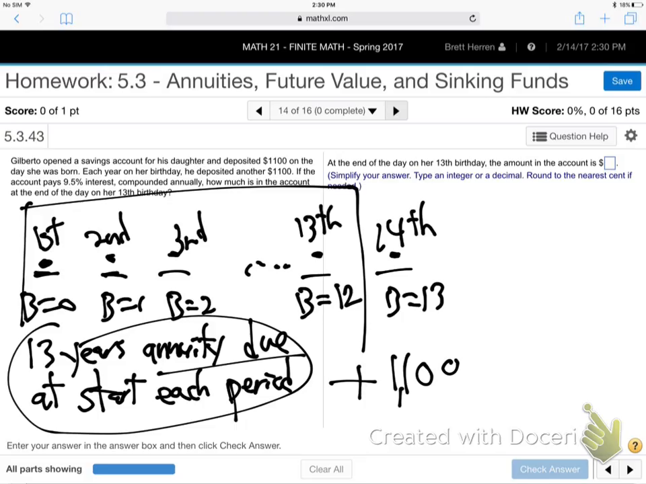Because normally you don't have that extra payment. Does that make sense? It's calling for an extra payment. Normally you just put it in at the start of every period or the end of every period. But he's putting it in at the start of every period and then an extra one at the end. Okay, so that's what you need to do to solve that problem. Let me go to a new screen. So that's for 13 years of payments.